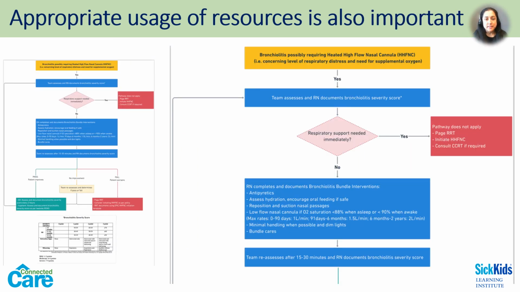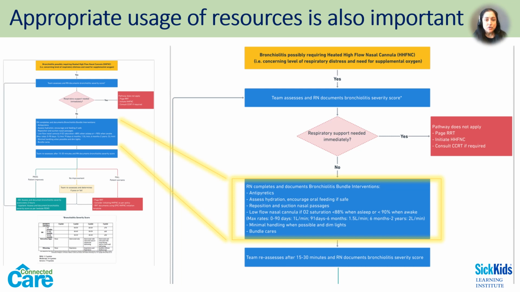The other work done recently is looking at overuse of high flow nasal cannula, specifically in the bronchiolitis population. We know that this population has some work of breathing. They may have some oxygen need, but not all of them require high flow nasal cannula to support them through the course of their illness. We've implemented a bronchiolitis severity scoring tool. The bronchiolitis webinar goes into this in more detail, so please have a look at that.